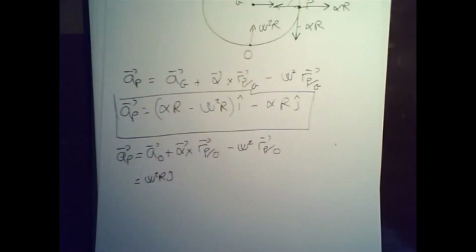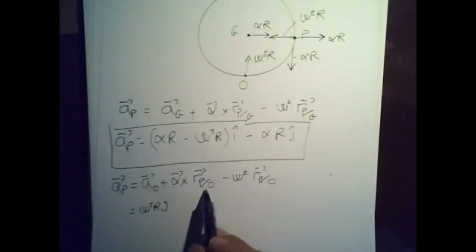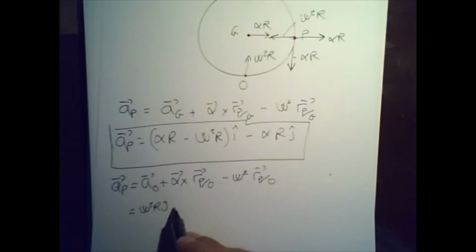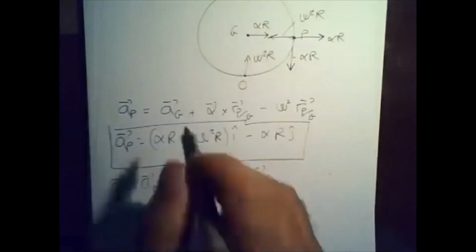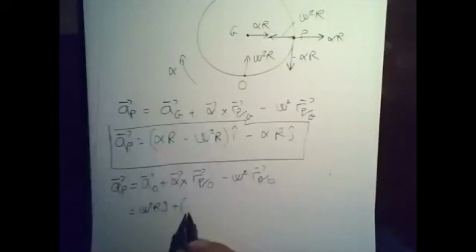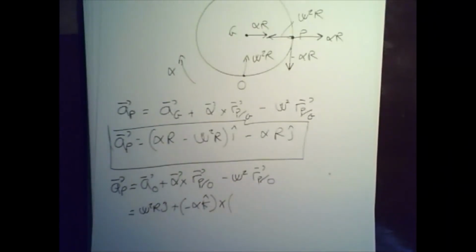Can we just go up to the drawing a little bit? Alpha cross RPO, meaning from O to P. Let us go in baby steps. I really like baby steps because I won't make mistakes. So let us replace alpha by its value. What is the value of alpha? Minus alpha K. Minus alpha K, cross RPO. What is RPO? From O to P: R I plus R J.